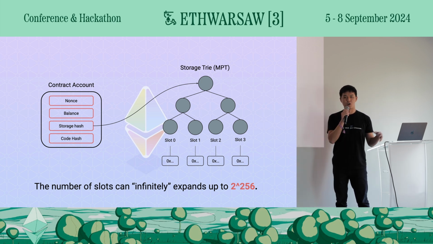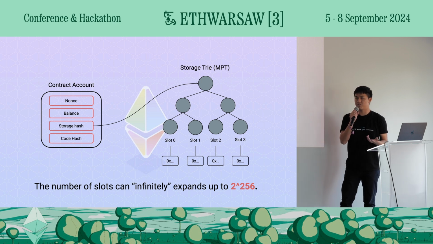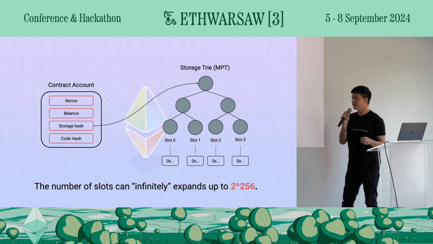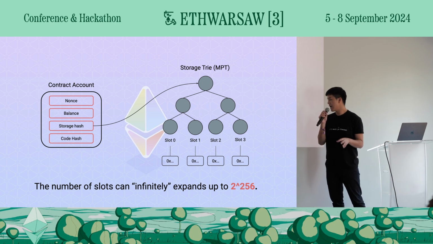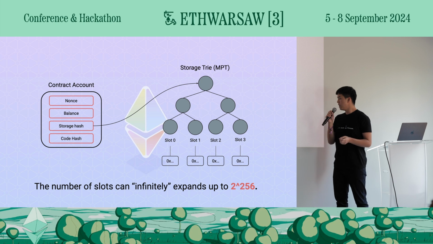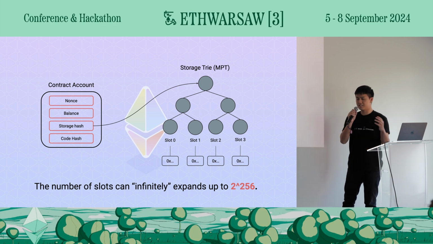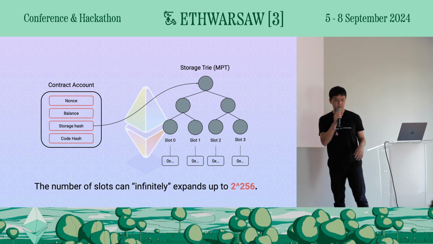To give you an example of how large 2 to the power of 256 is, basically, it is almost the number of atoms, if not more than the number of atoms in the universe. So that's why I say it's infinitely expanding. And at the same time, the number of accounts can also infinitely expand up to 2 to the power of 256. So when you combine these two pieces of information together, it basically states that the state on Ethereum can grow infinitely, just keep growing without stopping.